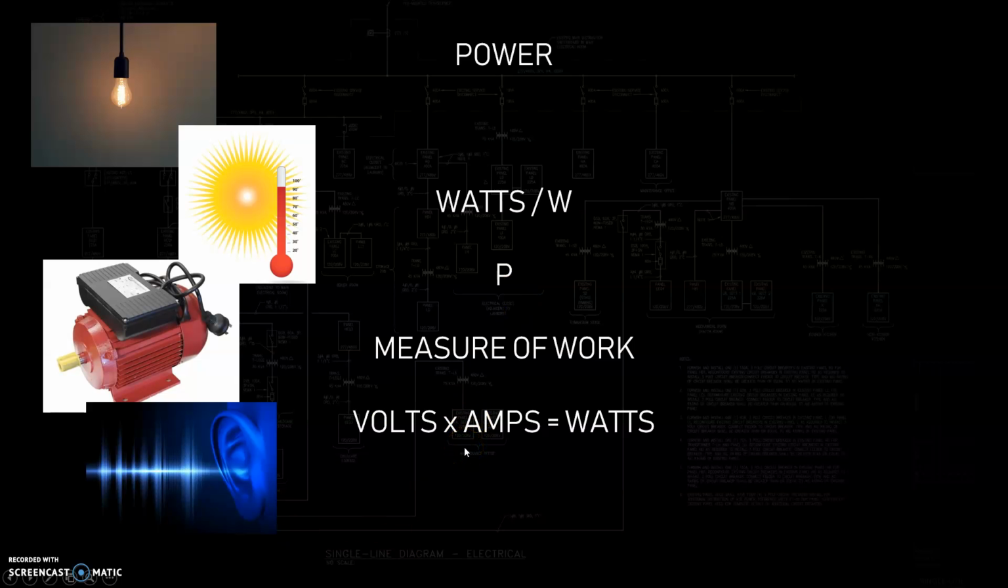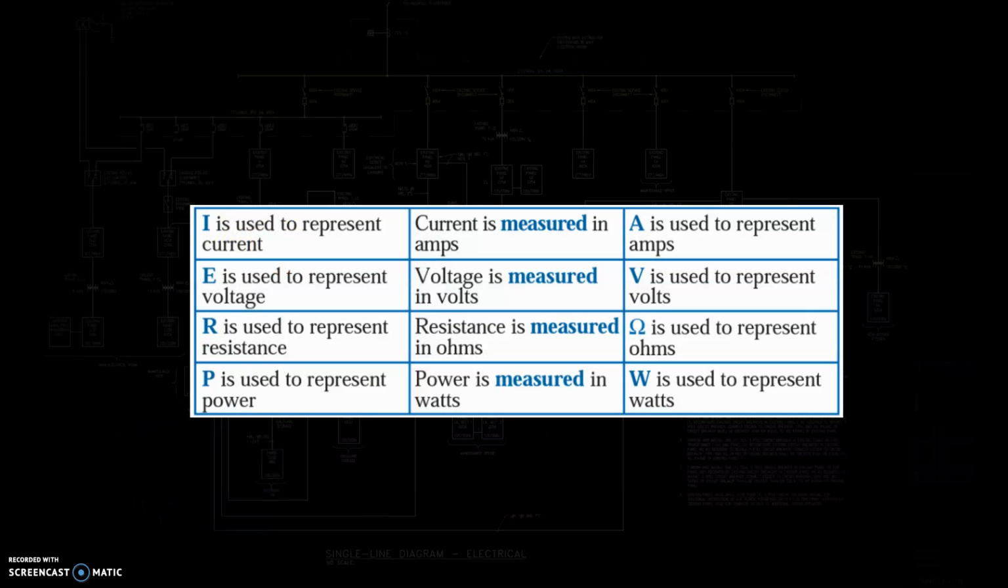We'll talk more on that when we get into the Ohm's law chapters coming up here. And they give us, I think, a really nice chart to sum everything up. I is used to represent current. Current is measured in amps. A is used to represent amps. So if you see any of those values or letters, we're talking about ampacity, right?